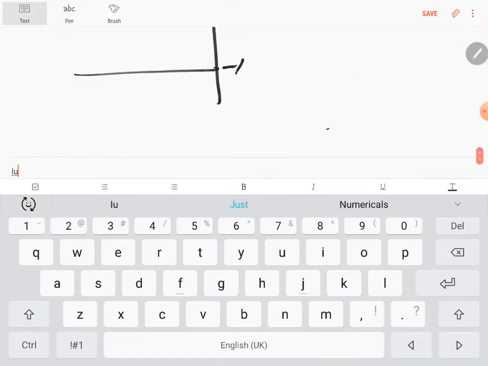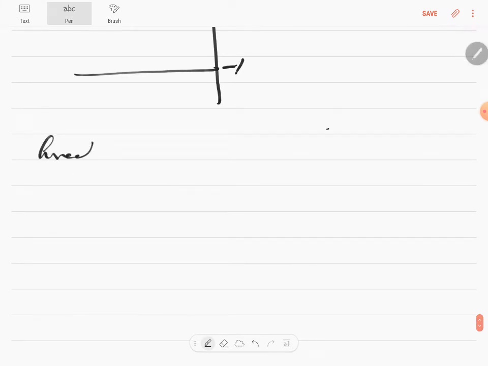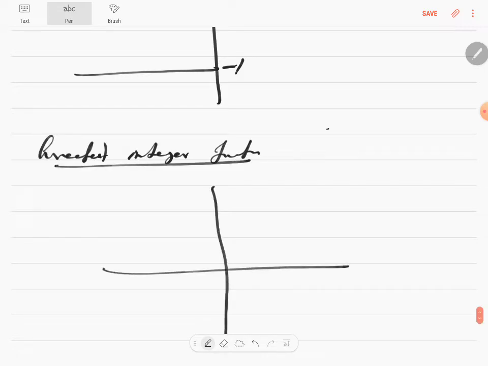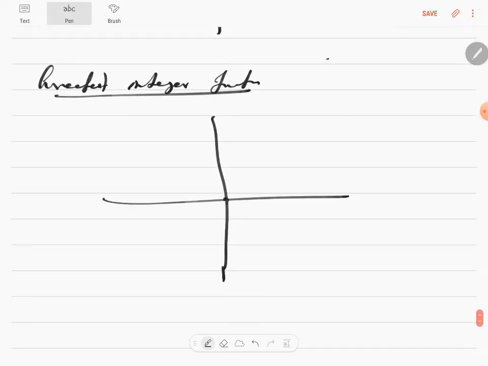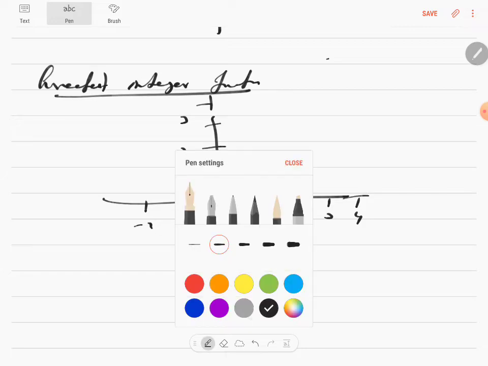Next is the greatest integer function of x. Let's write what this function is. You have to draw a graph like this. 0, 1, 2, 3, 4, and minus 1, minus 2, and so on. You have to draw the graph like this, and you have to memorize it.